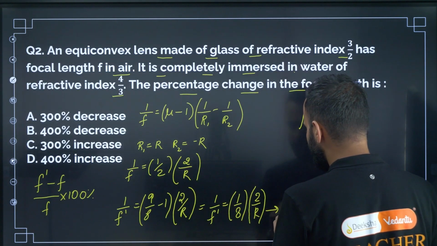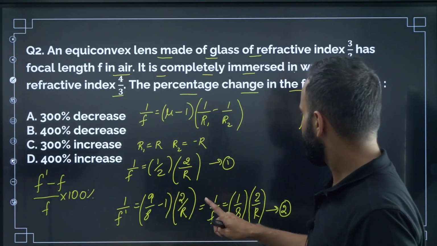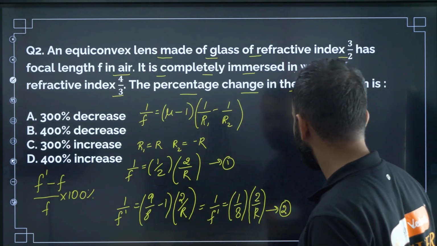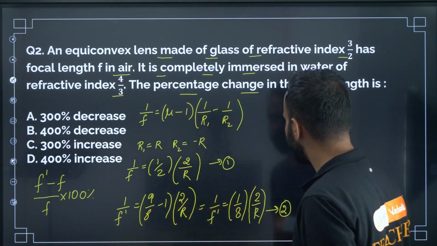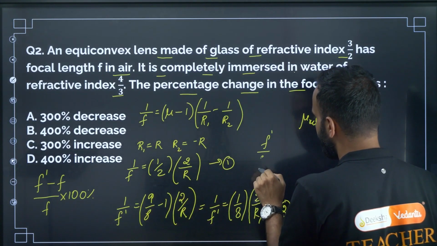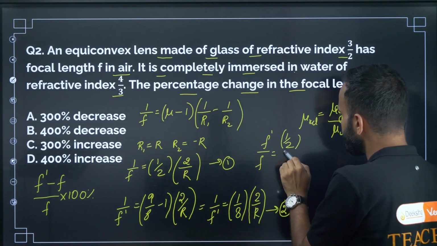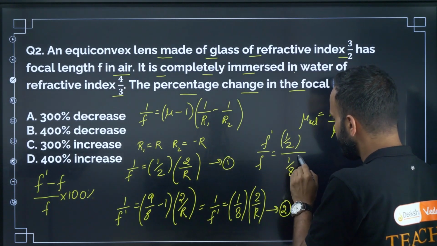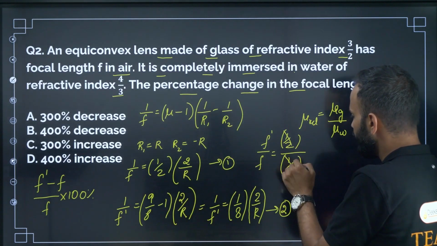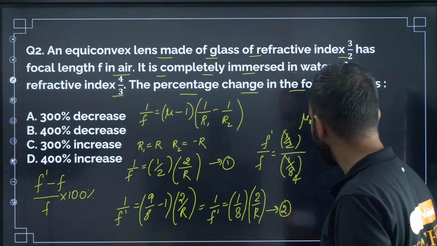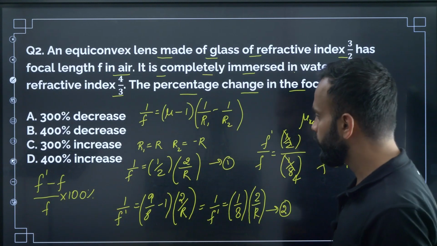Okay, so this is the second equation, and this is the first equation. Now divide the first equation by the second equation. So this will be 1 by f dash, that is equal to f dash divided by f, which is equal to 1 by 2 by 1 by 8. 2 by r will get cancelled, isn't it? 1 by 2 by 1 by 8 will be 1 by 1 by 4. So f dash is equal to 4f.